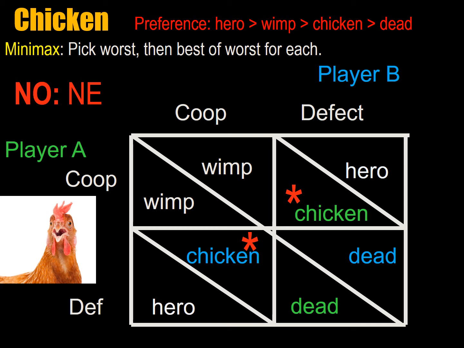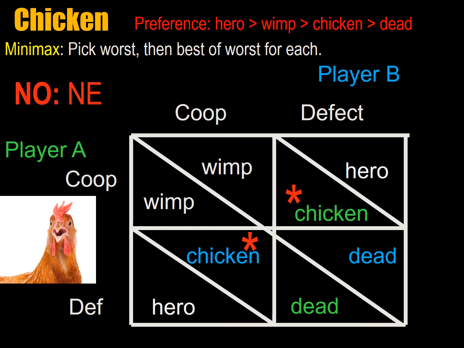So player A has got the choice of cooperation and defection. And the worst outcome for player A's cooperation choice, between wimp and chicken, is chicken. Right? Much better to be a wimp than a chicken. For player A's defection row strategic choice, there's a payoff of hero and dead. And so player A is going to choose dead because dead is worse than hero.